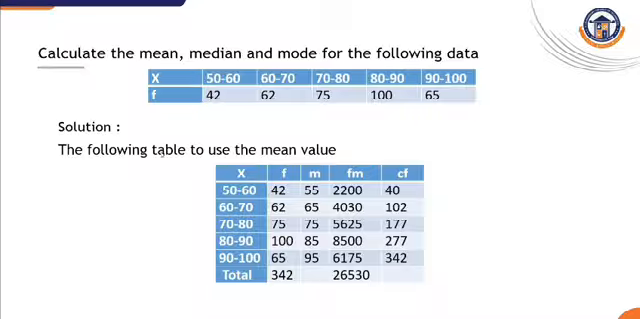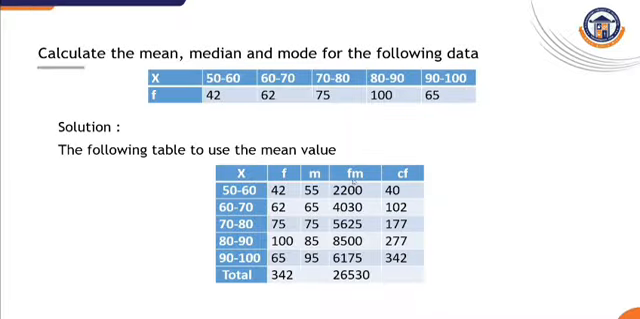To determine the mean value, the following table is very useful. In the first column we write the given x value, in the second column we write the frequency value, and in the third column we write the middle value. The middle value of 50 to 60 is 55 (divided by 2). Next, for 60 to 70 the middle value is 65, for 70 to 80 it is 75, for 80 to 90 it is 85, and for 90 to 100 it is 95. It is very simple: add the two values and divide by 2, and that is called the middle value.